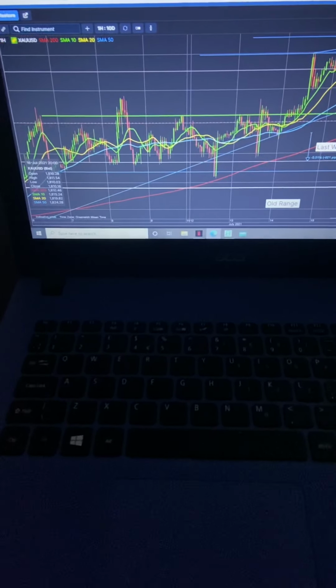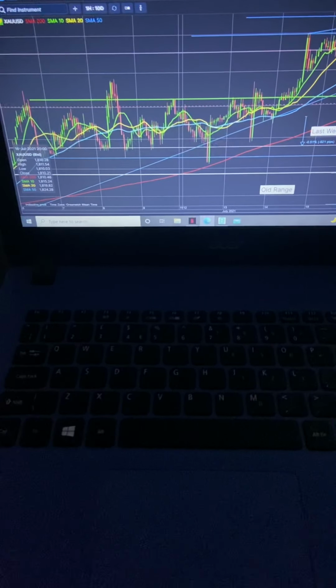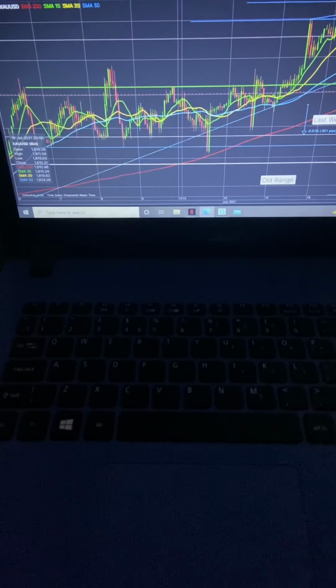Now, I trade, I'm a retail trader. I trade on a weekly basis. Sometimes I'll trade on a daily basis. Most of the time I like to get in and out within 2, 3, 4 or 5 days.